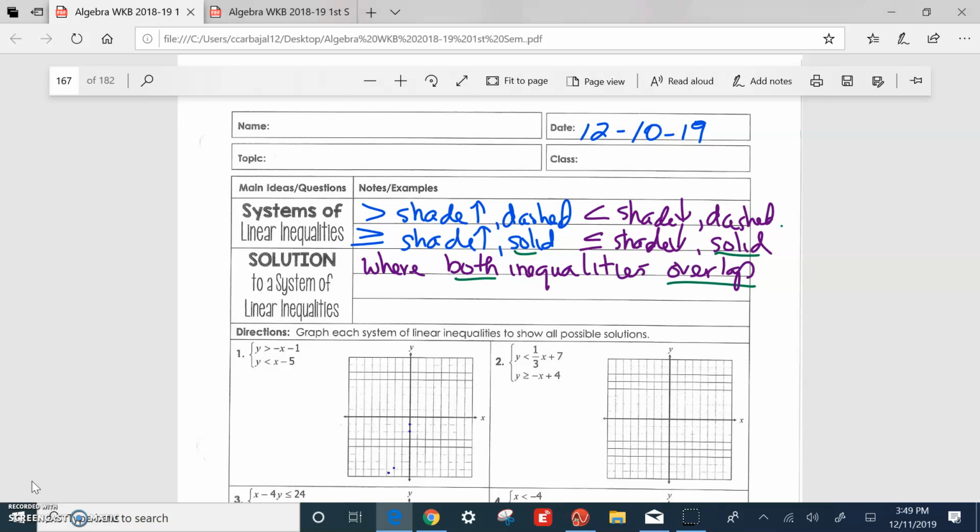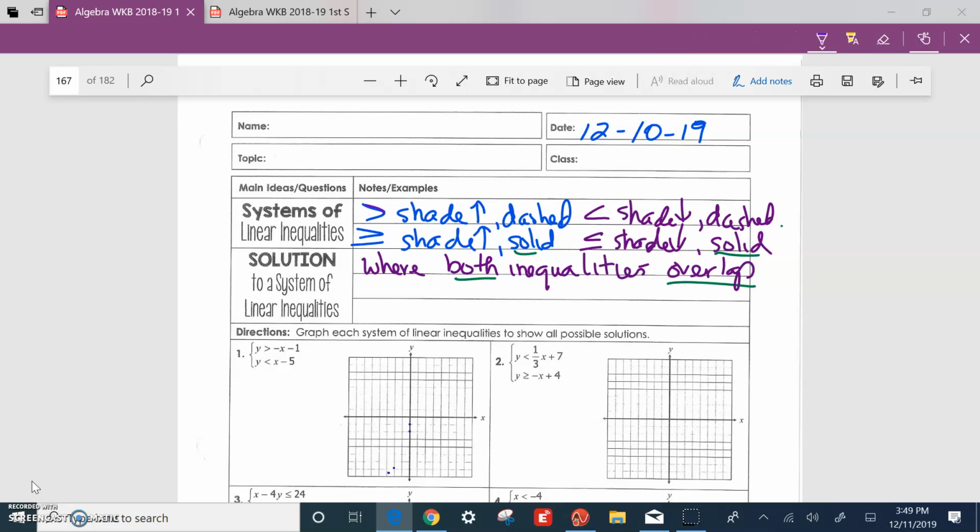If you see greater than or equal to, we're going to shade above. If we see less than or equal to, we're going to shade below. If it has the equal to, it will be a solid line. If it is only the inequality sign but no equal to, then it will be a dashed line.